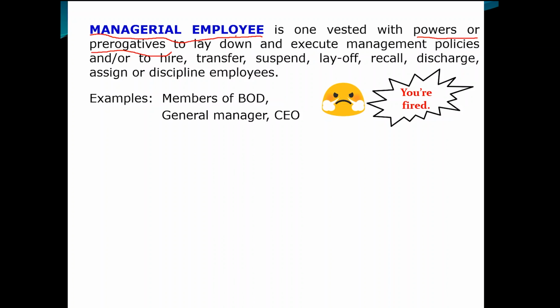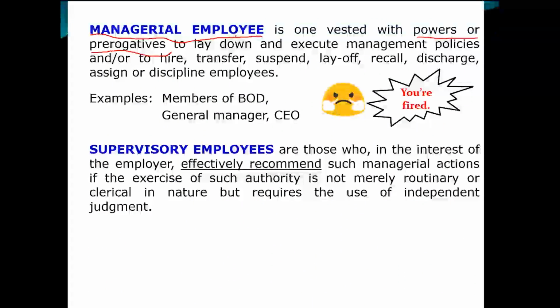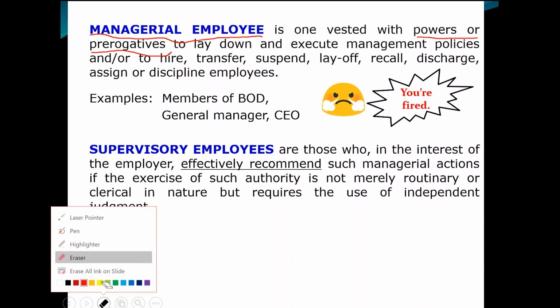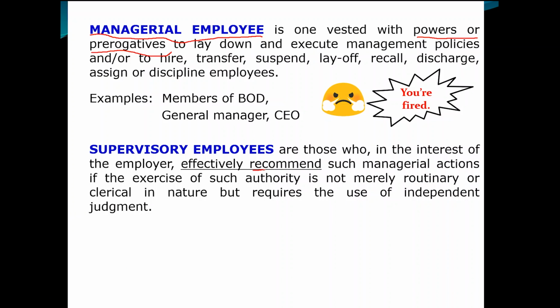Next. Yung sunod, middle level. Kasi ang highest level, managerial employees. Middle level, supervisory employees. Those who in the interest of the employer effectively recommend. Ito, nagre-recommend. Effectively, ha? Hindi sip-sip lang. Kundi talagang nasa power niya.